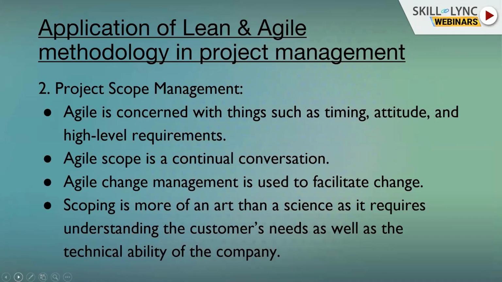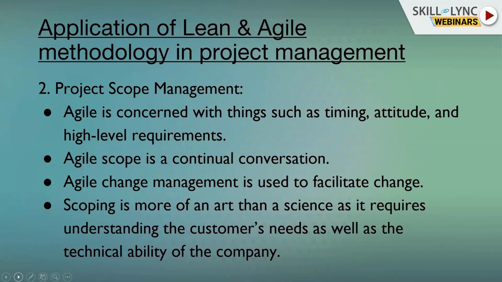Now moving forward, the second one is project scope management. It's another knowledge area. In lean and traditional project management, the scope is defined in a specification document, such as a project charter. Whereas in an agile project, as with traditional approaches, the scope defines what is to be designed and delivered. There are several differences. For example, Agile is concerned with things such as timing, attitude, and high-level requirements. Agile scope is a continual conversation. Agile change management is used to facilitate change.